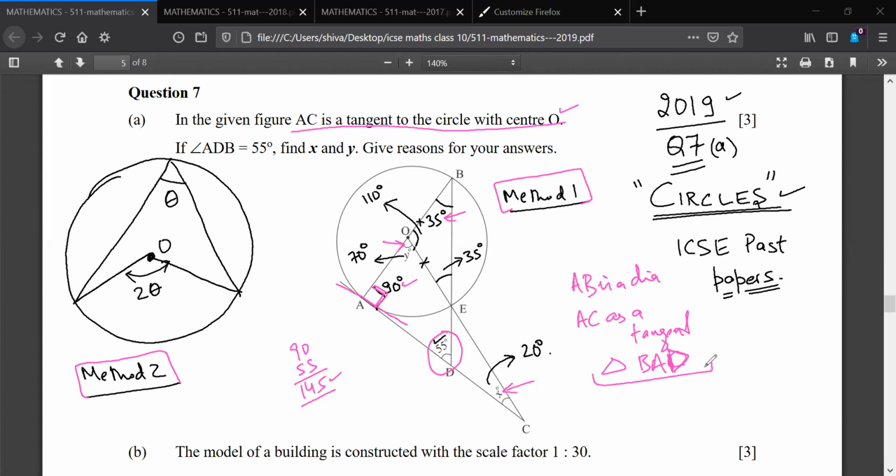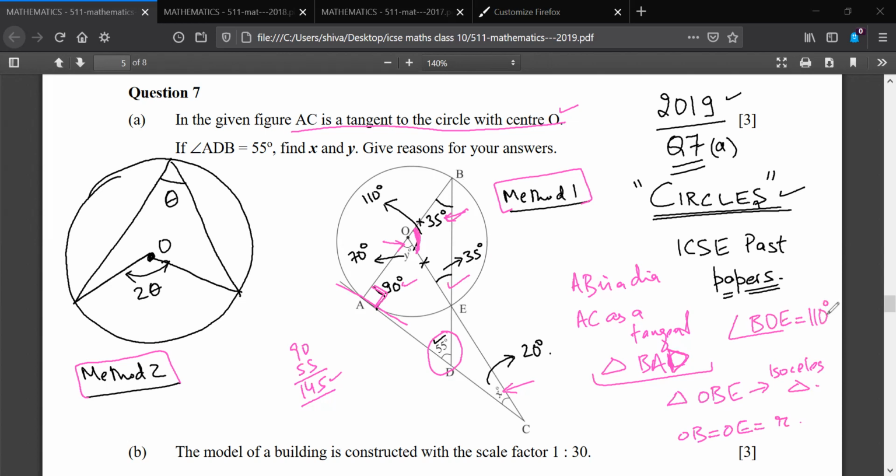Now if I consider triangle OBE, in this OB is equal to OE is equal to the radius of the circle. Therefore, triangle OBE becomes an isosceles triangle. Any doubt? No, sir. Because it's an isosceles triangle, if this is 35 degrees, this is also 35 degrees. So therefore, this angle BOE would be 110 degrees.